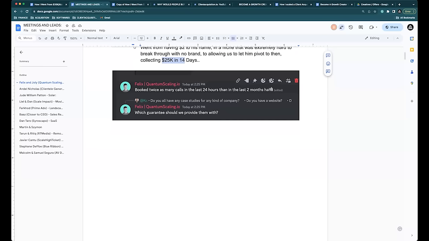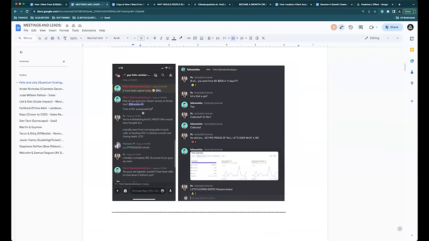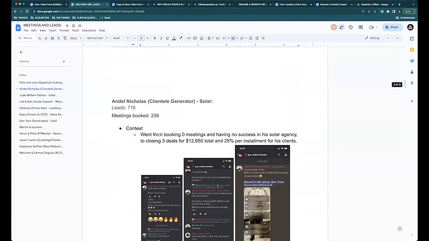This is what you guys need. This is what it means, leverage, okay? It's not about how hard you're working. Felix and Jolie did not work harder in 24 hours than they did in 2 months. They probably didn't even work those 24 hours. They just let the ads do their thing, okay? And this is what is called leverage. We're going to go more into this, but I just want to show you guys.